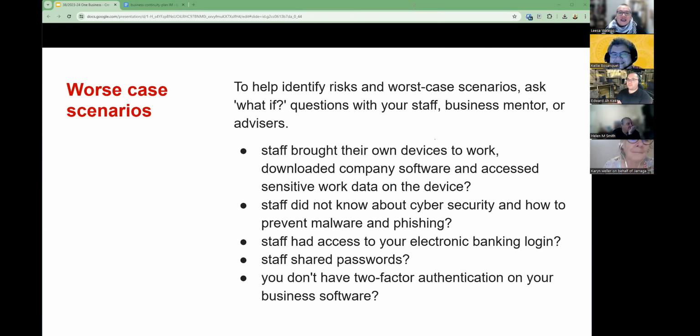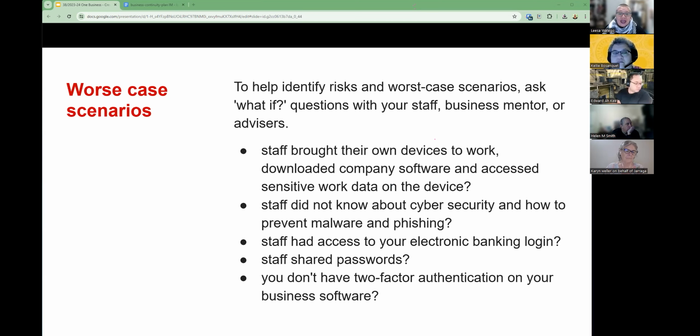To help you identify, again, some more examples. What if staff brought their own devices to work and downloaded company software and accessed work-sensitive data on the device? Now, that's actually interesting because most of our company already are using their own devices, so that's pretty tricky. Because there's pros and cons for that, and probably something that we need to continue to review. What if staff don't know about cybersecurity and how to prevent malware and phishing? That's something that you can prevent, or go to a degree to prevent, by just doing training.